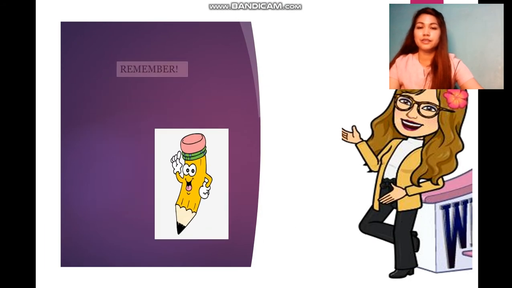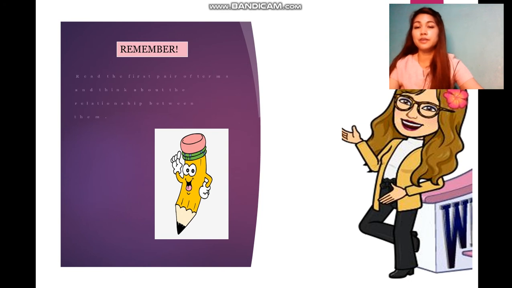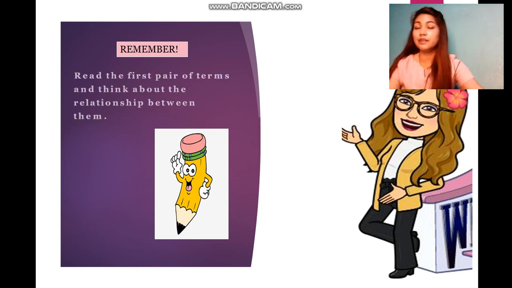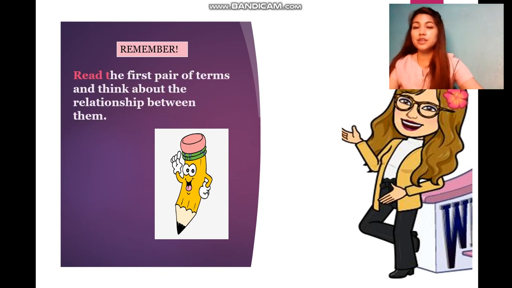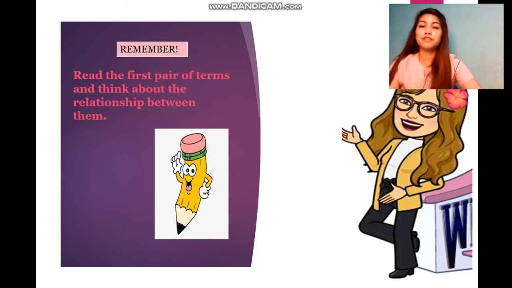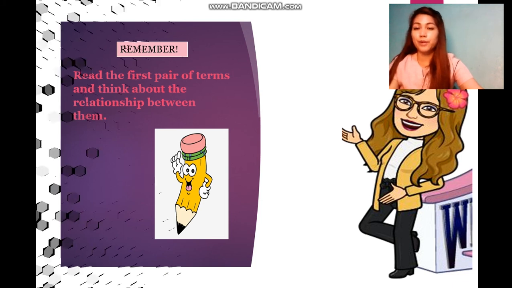Alright, those are not the only types of analogies. There are more pairs of words that show similarities and relationships. Again, to solve an analogy, read the first pair of terms and think about the relationship between them. Okay, that's all. I know that you are now ready for practice.